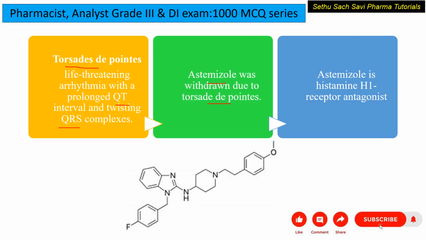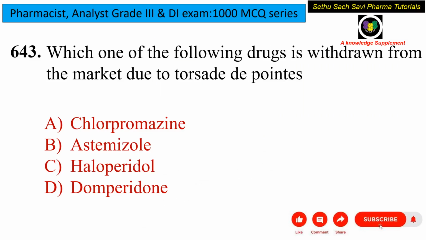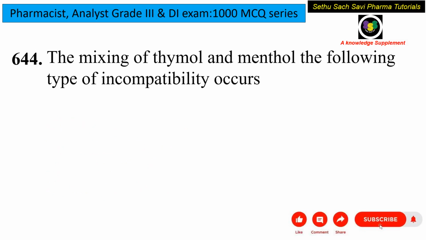Right. Now, what is this astemizole? Astemizole was introduced as an H1 receptor antagonist, that is histamine antagonist, but due to this particular problem, it was withdrawn from the market. Now, as you can see, this is the structure of astemizole. So, what is the question? Which of the following drugs is withdrawn from the market due to torsade de pointes? What is the answer? Astemizole is the answer. Coming to the next question.